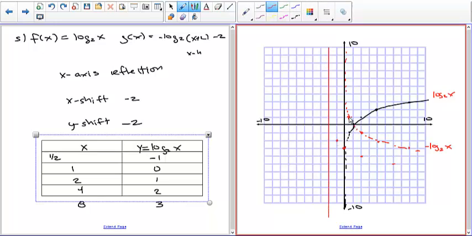Now this point here, which is at 1/2, +1, you go -1, -2, -1, -2. That comes right there, and so this thing is going to look something like that. So that's how you do that transformation.